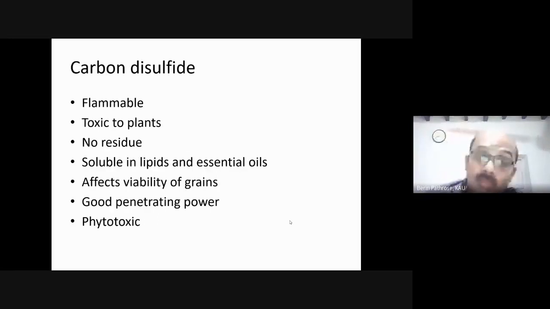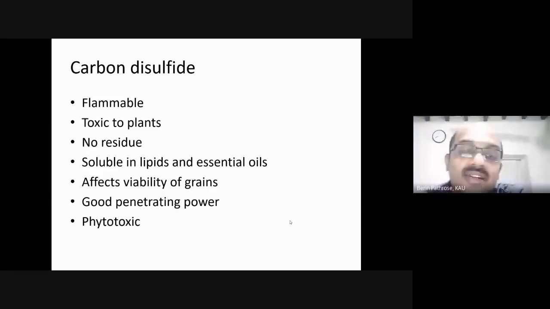Coming to the next one, carbon disulfide. Carbon disulfide is another fumigant, similar to acrylonitrile, which is flammable. So again, we have to mix it with a non-flammable fumigant. It is toxic to plants, similar to acrylonitrile, but it doesn't leave any residue. That is one advantage. But it has another disadvantage: it is soluble in lipids and essential oils. Because of that, carbon disulfide cannot be used for fumigating oil seeds, because it gets solubilized in the lipid or oil content of the oil seeds. It affects viability of the grain, so it cannot be used for seeds.